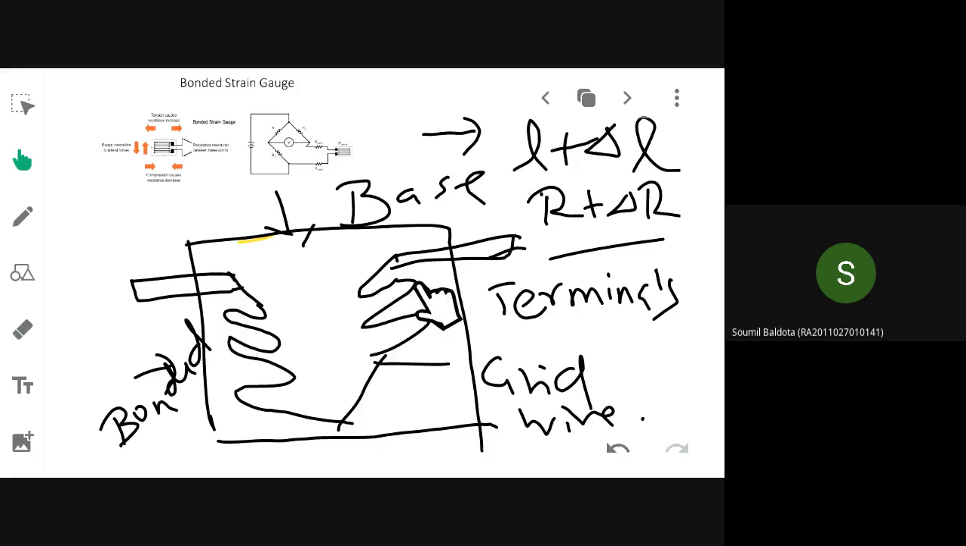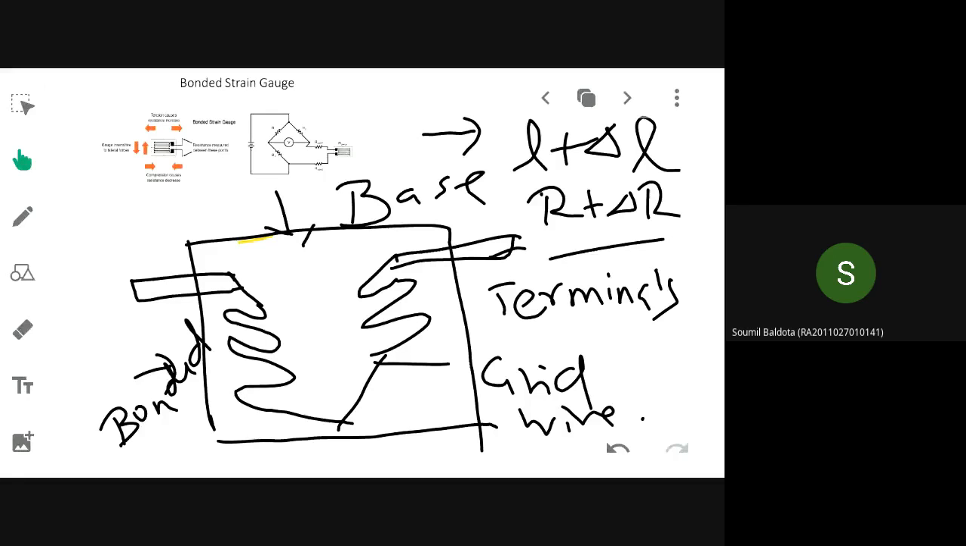So this fine resistance wire you are going to cement onto a base which is usually made up of bakelite. Over this combination you are going to place a small sheet of material so that you will be able to protect this arrangement. And this whole strain gauge will be fixed with the help of an adhesive to a material which you are going to study.